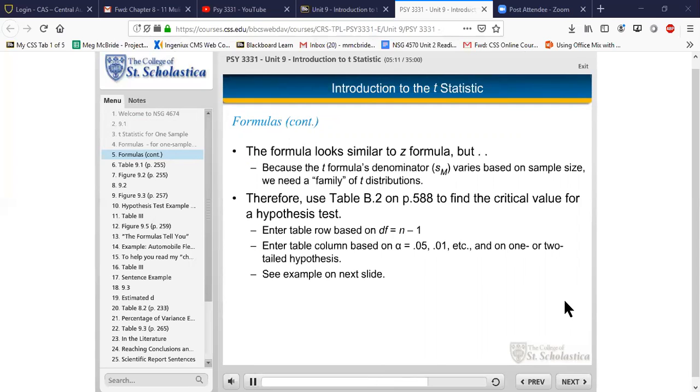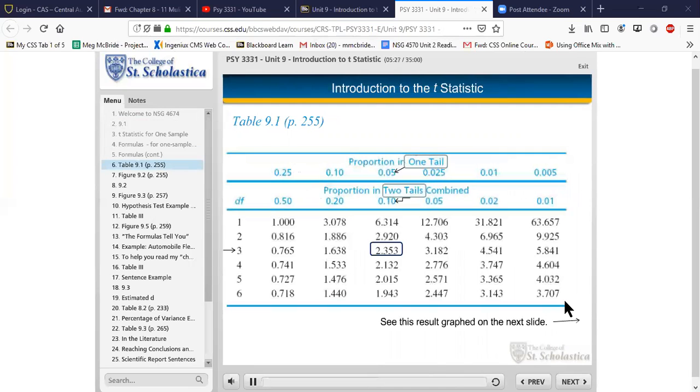The correct table column to use is based on the alpha level we've chosen, which is typically 0.05, but could be other values, depending on how conservative we want the statistical test to be, or depending on whether we are looking at a one-tailed or a two-tailed hypothesis.